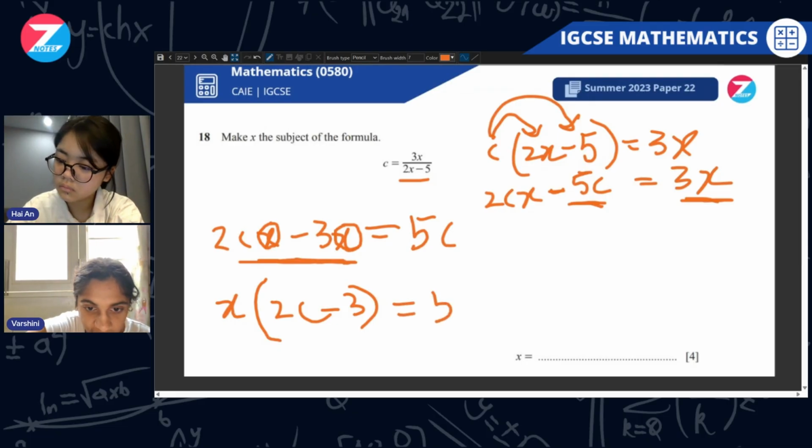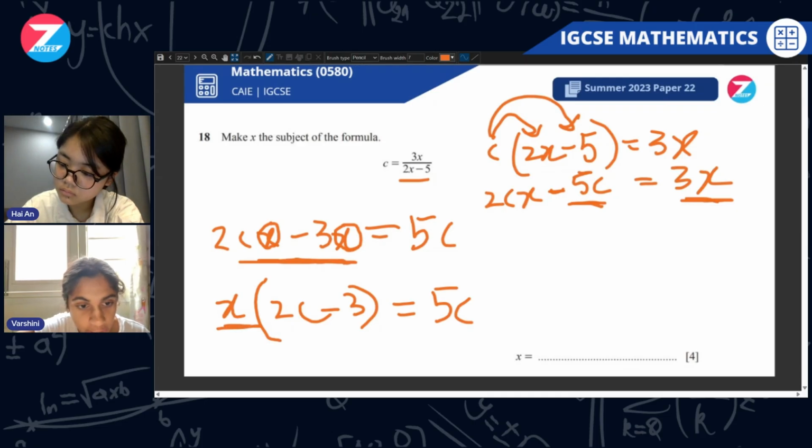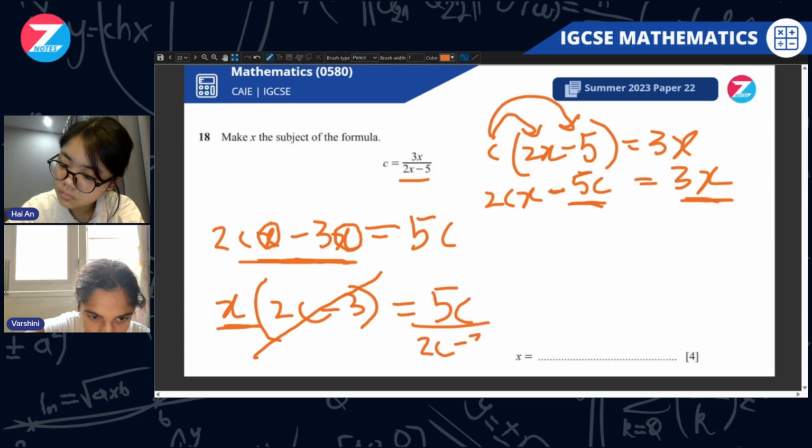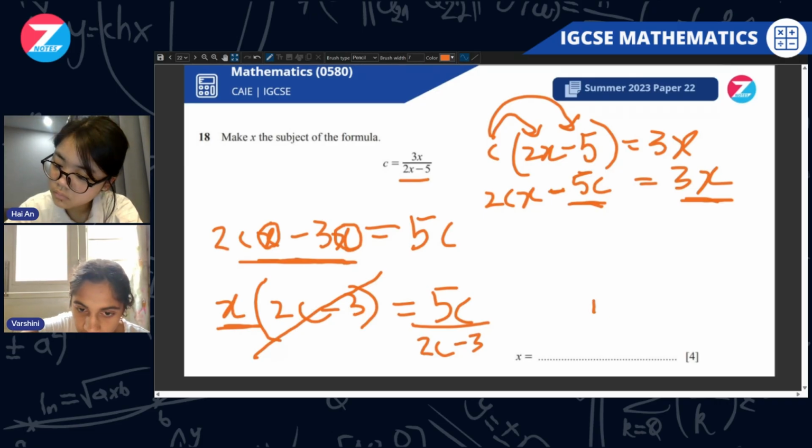equals, we know, 5c. So now we just want x by itself. We want x to be subject of the formula. And since this 2c minus 3 is getting multiplied into x, we need to divide both sides by 2c minus 3. So to get rid of it here. So by 2c minus 3. And now we just have x on one side of the formula. So that's our answer. 5c divided by 2c minus 3.